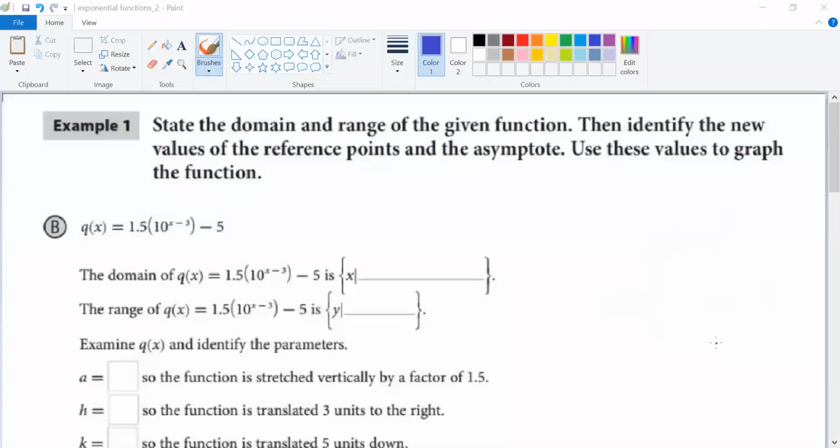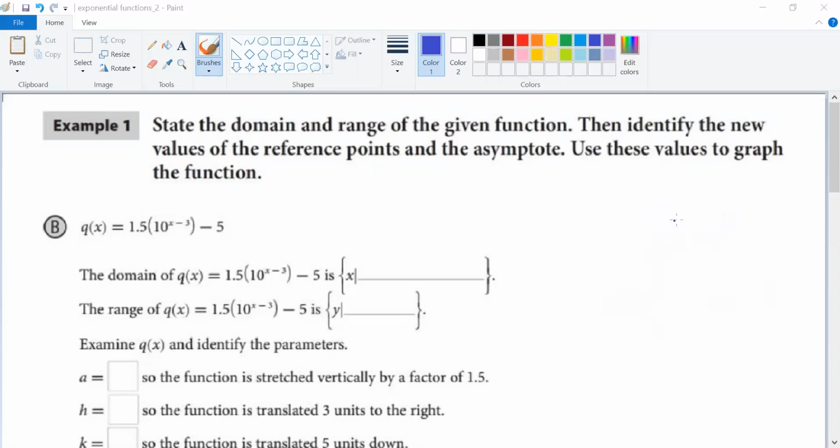So this is where I'm going to spend most of the time explaining. The example says to state the domain and range of the given function, then identify the new values of the reference points and the asymptote. Use these values to graph the function, and we're going to do that.